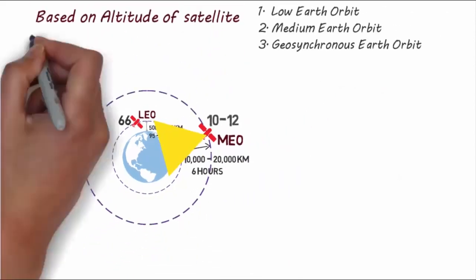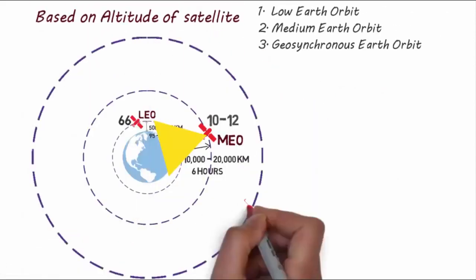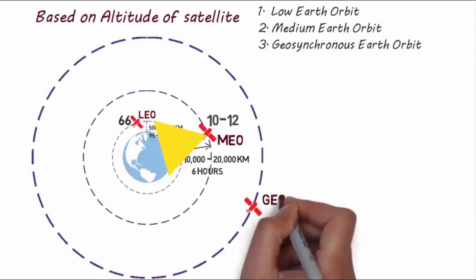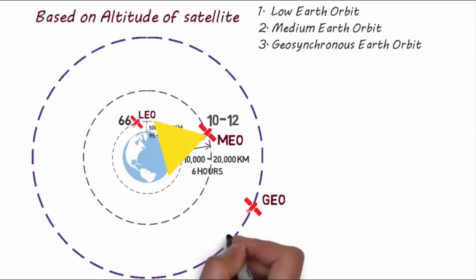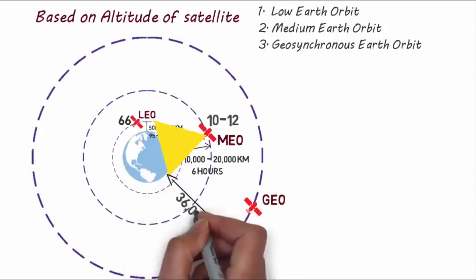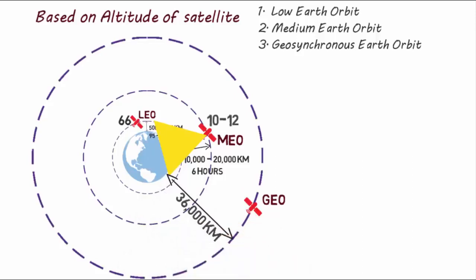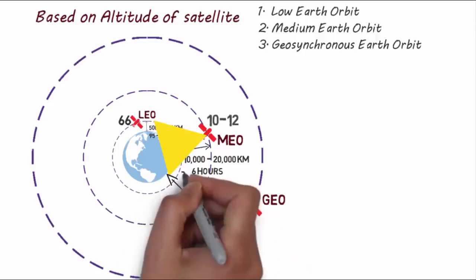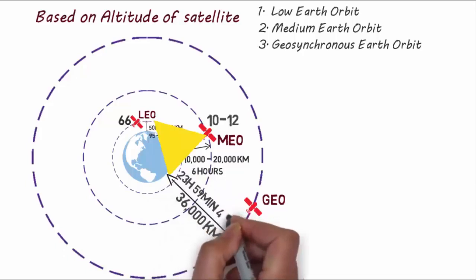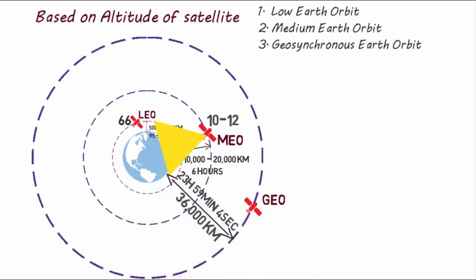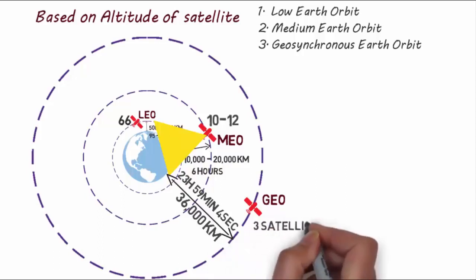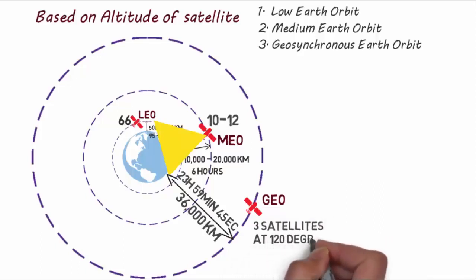Now the next one is geosynchronous Earth orbit. In short, it is called GEO. Height of this satellite is around 36,000 km from Earth's surface, and they have a time period of 23 hours, 59 minutes and 4 seconds. One geosatellite can cover around 40% area of Earth's surface, so minimum of 3 geosatellites placed at 120 degree are required to cover the entire Earth.